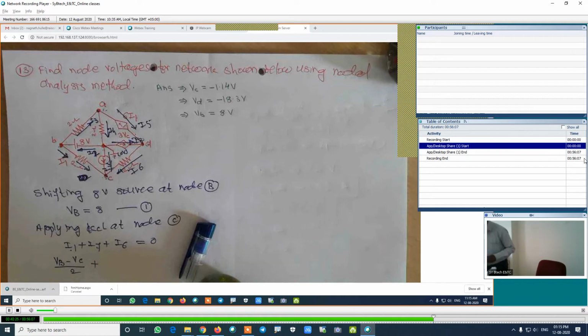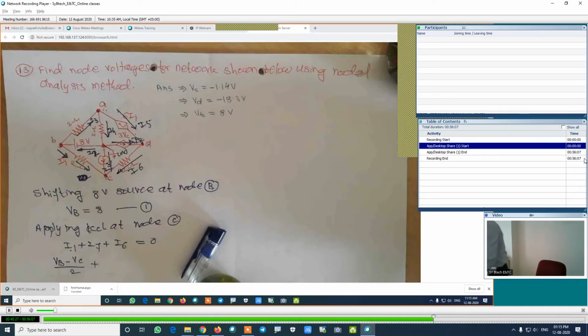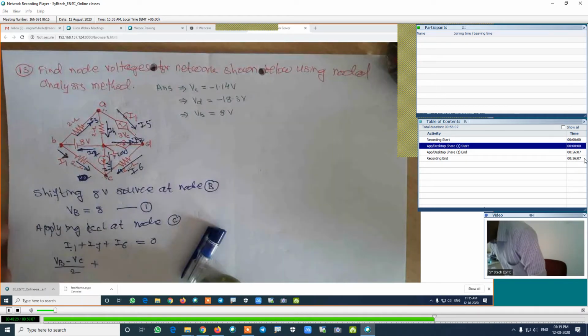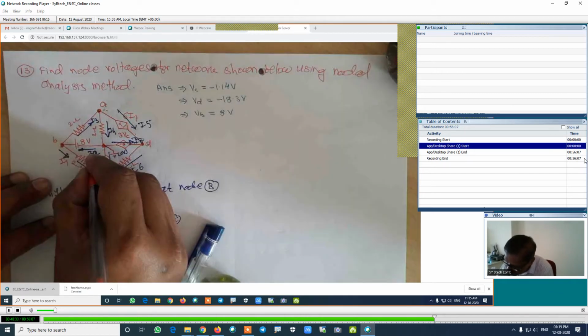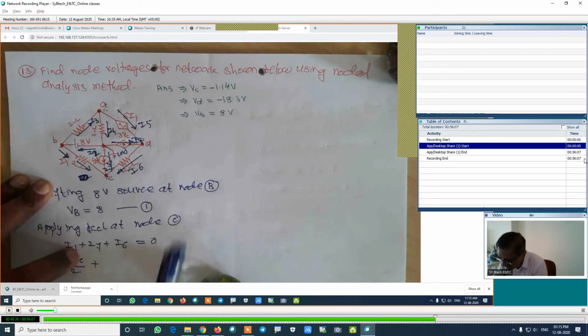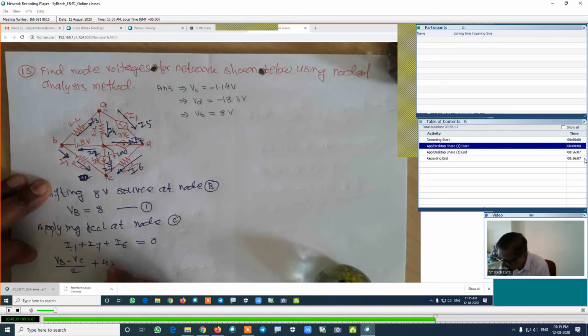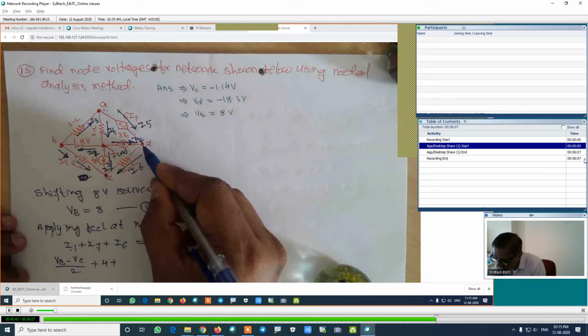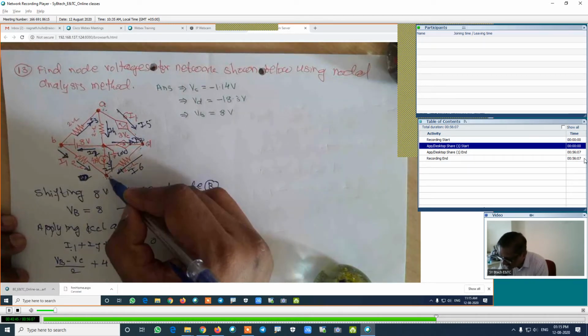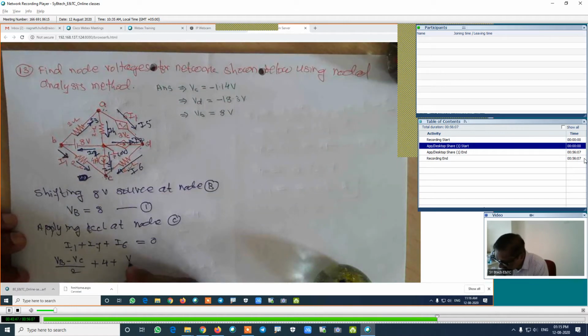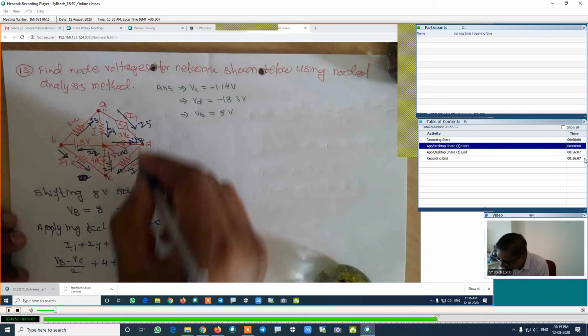Yes, that is 4 amperes. Is it right? I forgot to mention its value. Its value is 4 amperes. In this case, this I7 is 4 amperes. This is 4 plus I6. I6 is the current in this branch. It is downward. This is higher potential and this is lower. This equation will be VD minus VC divided by its resistance, which is 2.